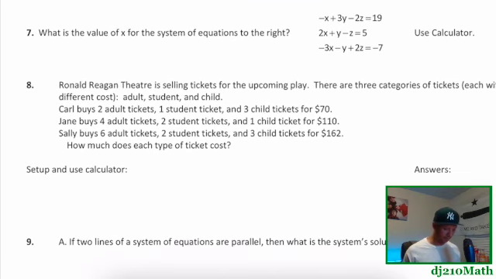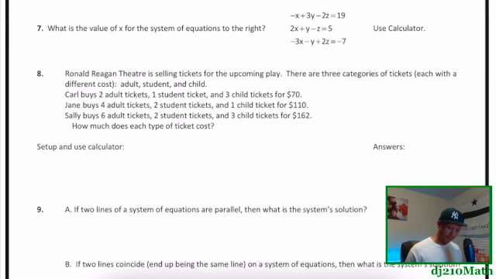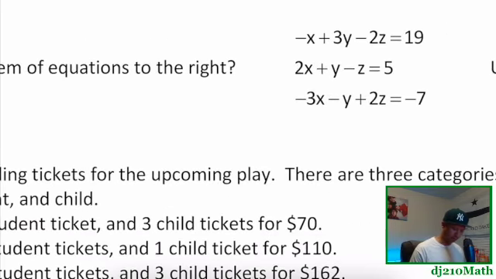Second page, use the calculator. Okay. What is the value of X for the system of the equation to the right? Oh boy. Okay. So look, we have to turn this into a matrix. -1, 2, -3. 3, 1, -1. -2, -1, 2.